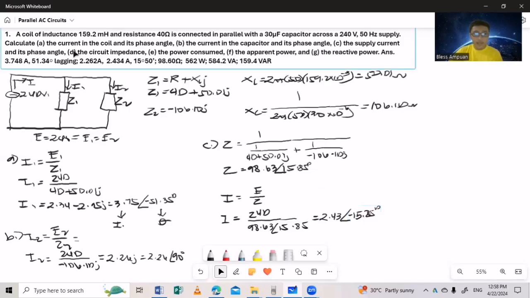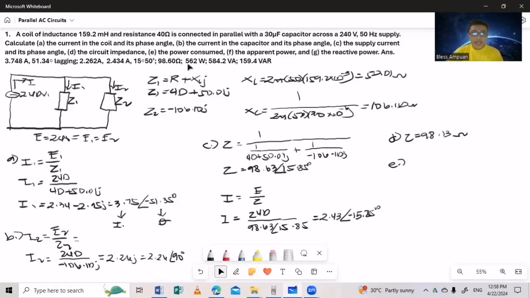Letter D, the circuit impedance. We already solved the circuit impedance since it is one of the parameters used to solve for the current. So therefore our D, our total impedance, is equal to 98.63 at 15.85 ohms. Letter E.